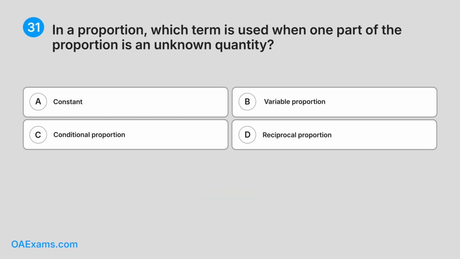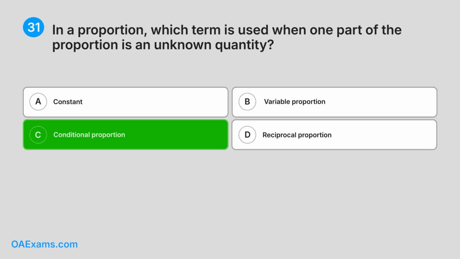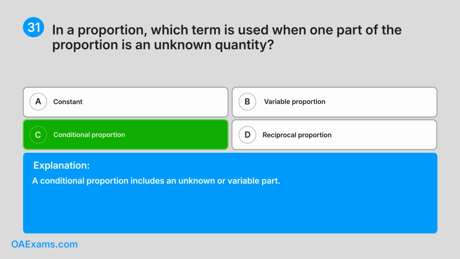Correct answer. C. Conditional proportion. Explanation. A conditional proportion includes an unknown or variable part.